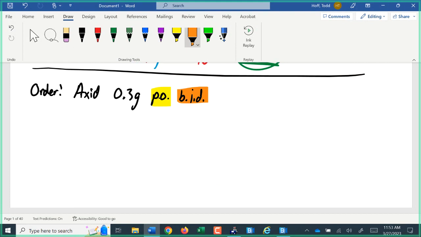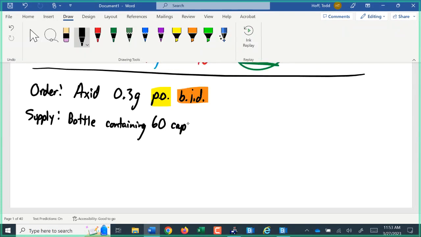Orally could be a tablet or a capsule, or it could be a liquid medication. So it really doesn't narrow down what our types of medications are. So let's look at the supply. So let's say our supply here is a bottle containing 60 capsules of Axid, of course, at 150 milligrams per capsule.